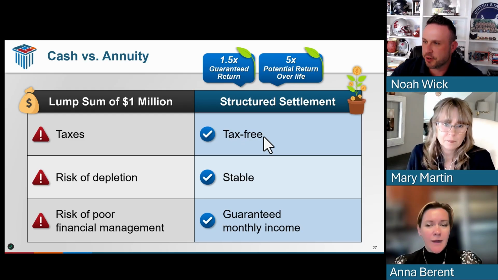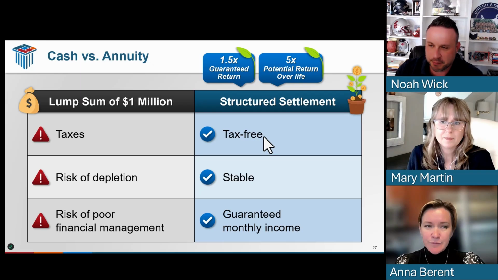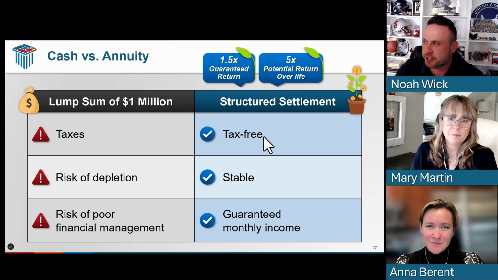If anyone's seen and noticed on this slide, we're showing a comparison. We're also showing a lump sum, like a bag of money, versus a plant that's growing. And in this example, we're showing how it's 1.5 times guaranteed return, 5 times potential return over life.